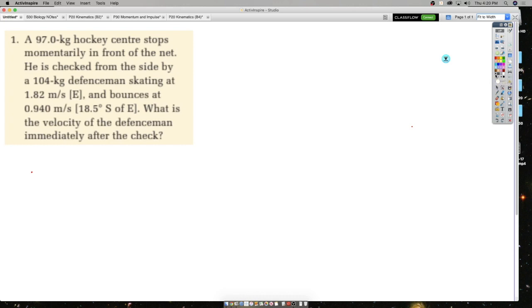Okay, I just wanted to go over this one that we're doing in class today, just so you have it for reference to see the kind of general process that you're going to follow.